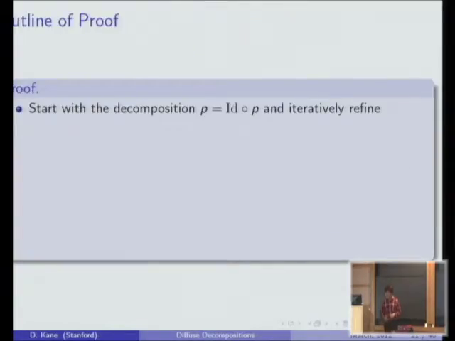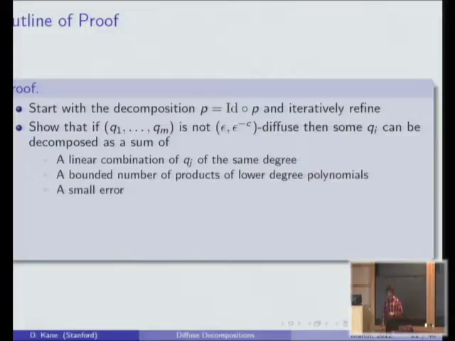In any case, the proof of this theorem is very technical. I don't have anywhere near the time to go over it, so I'll give only a very brief sketch. The idea here is we're going to start with the trivial decomposition of our polynomial. P is the identity composed with P. And we're going to iteratively refine this to get better and better decompositions until eventually we have the one that we want. So the main step here is we want to show that if we have a decomposition into Q1 through Qm, and this is not an epsilon comma epsilon to the minus c diffuse set, then one of these Qi's can be decomposed further.